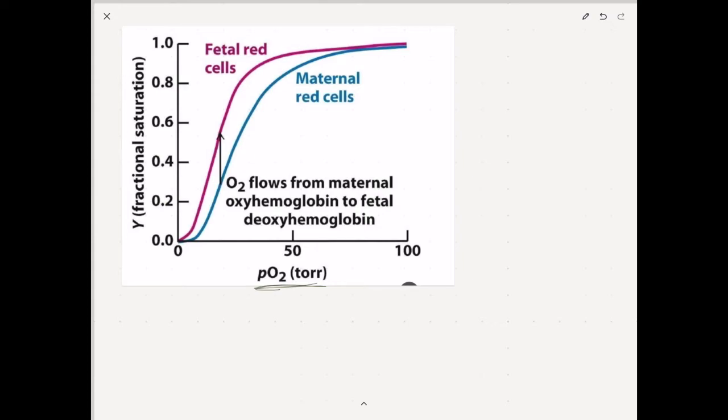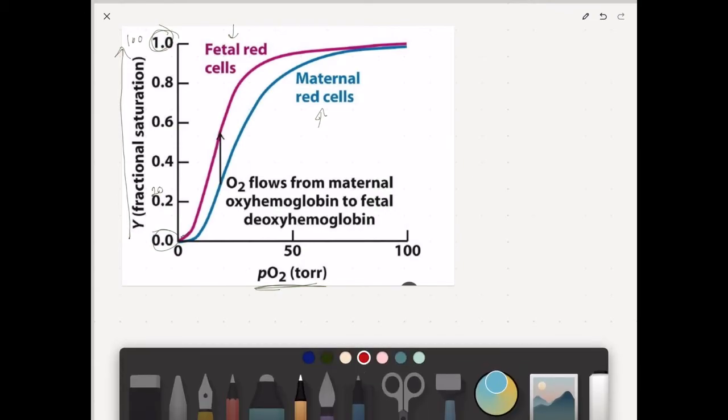So here we have a graph illustrating the concept that I was talking about with fetal hemoglobin versus maternal or adult hemoglobin. And you can see here, this is the saturation from 0 up to 100, or it's the fractional saturation instead of percent. You can just multiply by 100 to get the percentage. And you can see fetal hemoglobin right here in pink increases at a much more rapid rate to reach saturation well before maternal hemoglobin.